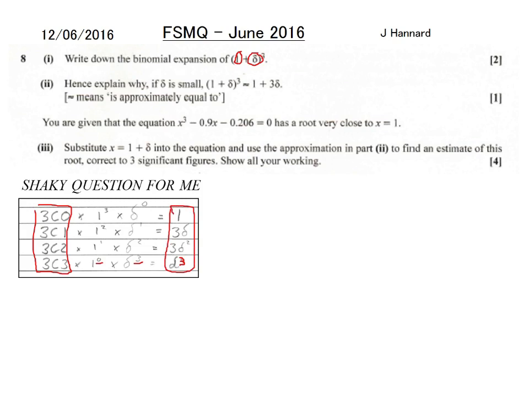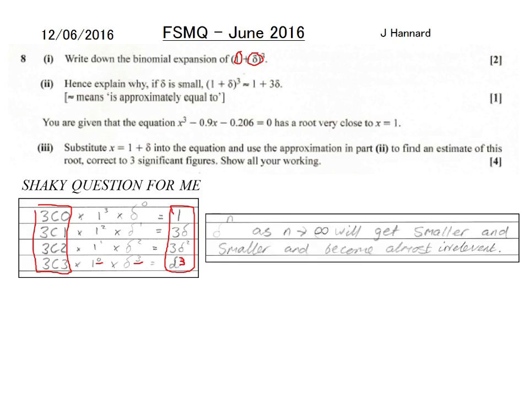Hence explain why if delta is small, then 1 plus delta to the 3 equals 1 plus 3 delta. Well, what I was trying to get across with my explanation here is that if delta is very, very small, so if it's less than 1, when you power it, it gets smaller and smaller. So, for example, I think there was a maths teacher in the comments, he said if you let delta equal 0.5 and you squared that up, it would be 0.25, and then if you cubed it, it would get smaller and smaller. And if it's very, very small, so like 0.05 or something, you'd square that up and it would be very, very small.